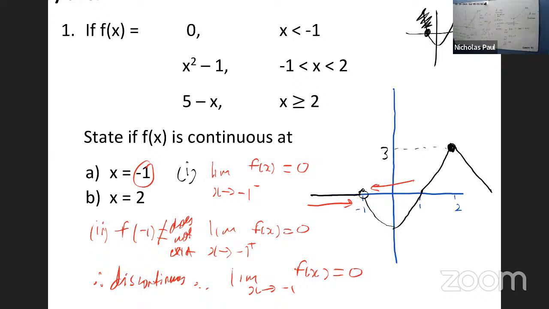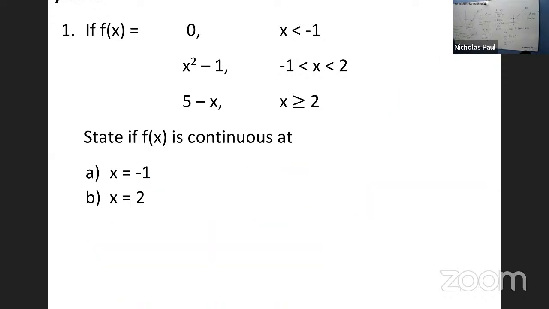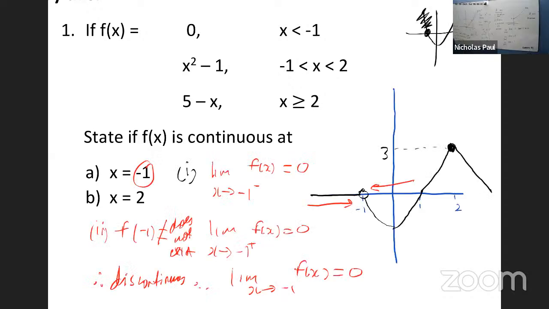Technically, it doesn't fall, correct. So you don't have to. f of minus 1 doesn't exist. Let's go again. What about f of 2? Check it out, please. When x is 2, check it out quick.